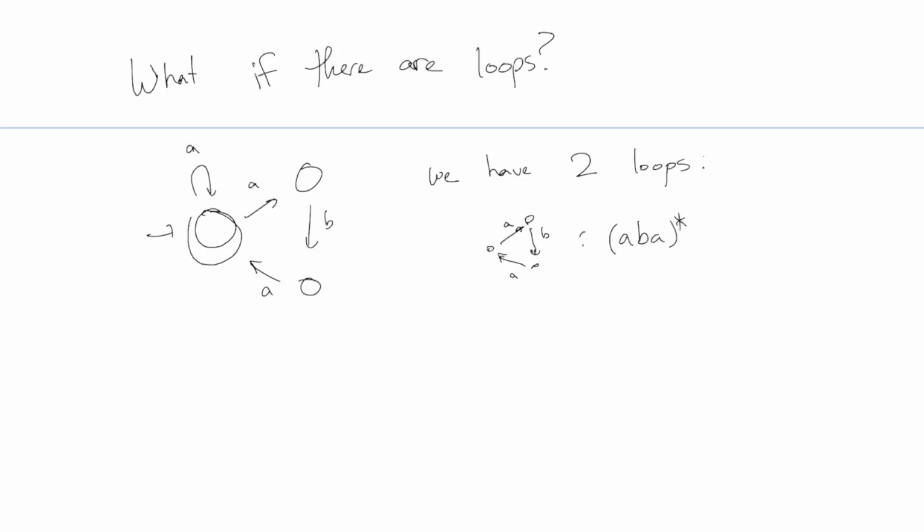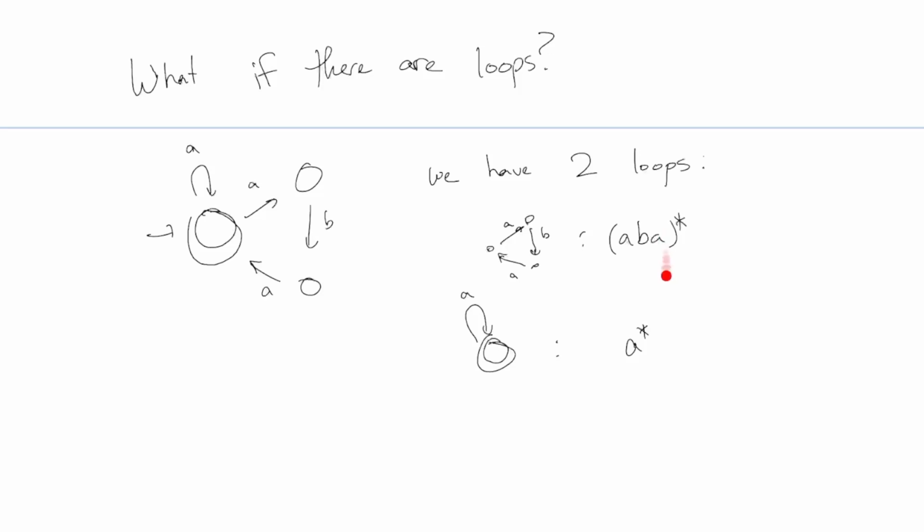And then there's the other loop, which is just this one. And what's a regular expression describing that one? A star. Just A star, right? That's a loop which consists only of A. So this would be A star. And now, how do I put those together to get a regular expression for the whole thing?